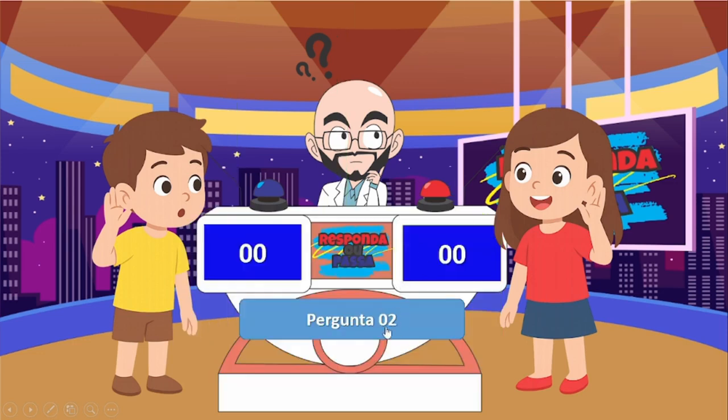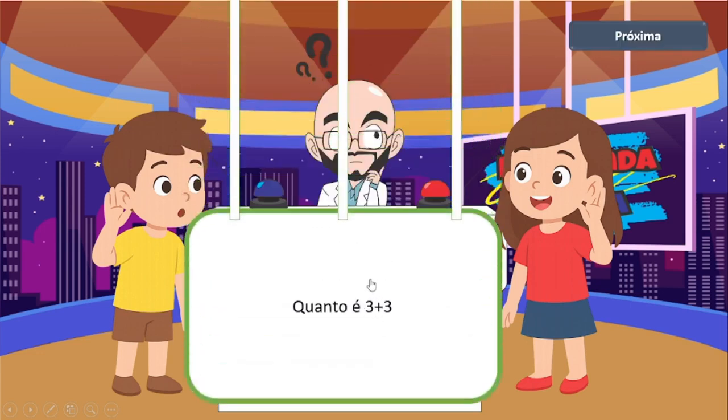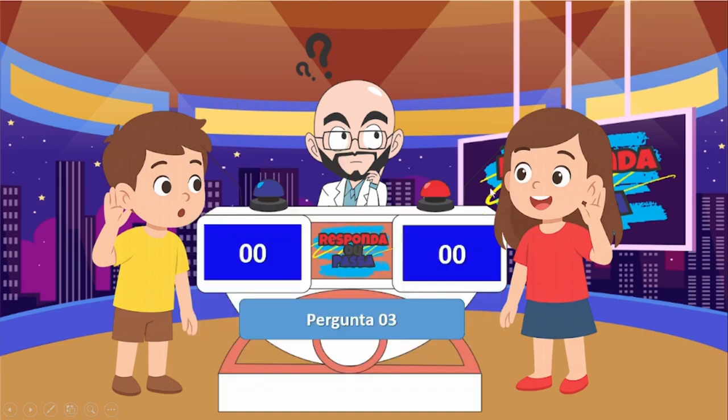I'll click on question 2. Look, it's just the question I added on the second slide. What is 3 plus 3? I'm going to click on the screen, the answer will appear, and then I'll click on Next. So the questions and answers will show up on all these question buttons after you've finished editing everything.